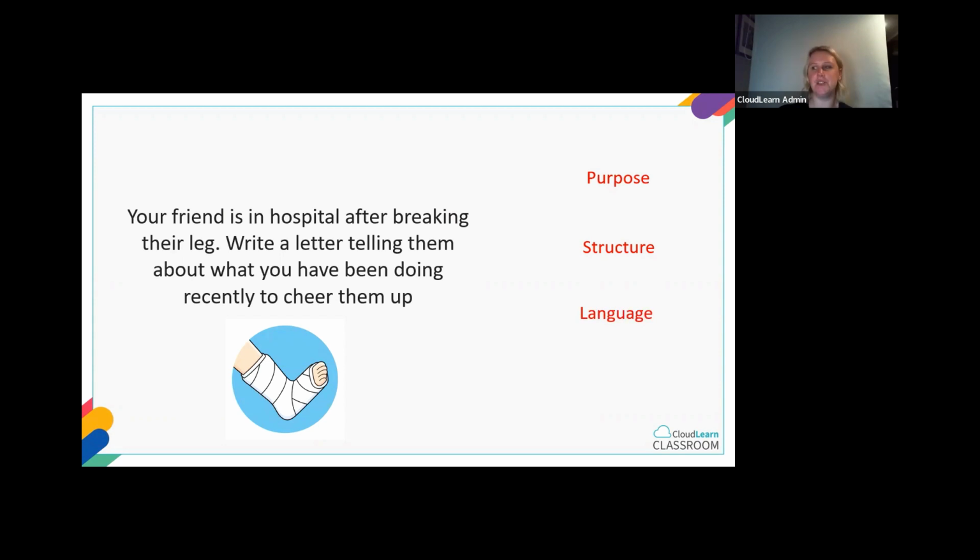What about the language? This is your friend who you're trying to cheer up. What language are you going to use in this letter? Even in an exam, even if an exam asked you to write this, what language are you going to be using? Silly, Tabitha. Yeah, you're making your friend laugh. You're going to be doing jokes. You're going to be doing your own in-jokes, aren't you? All the things that you and your friend know. You're going to be including those.